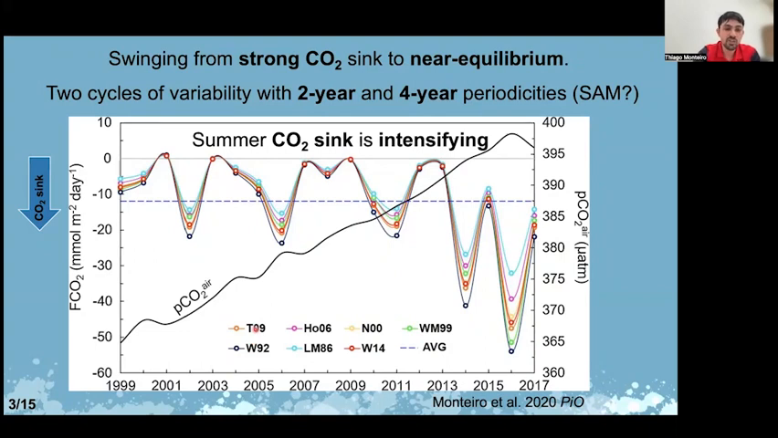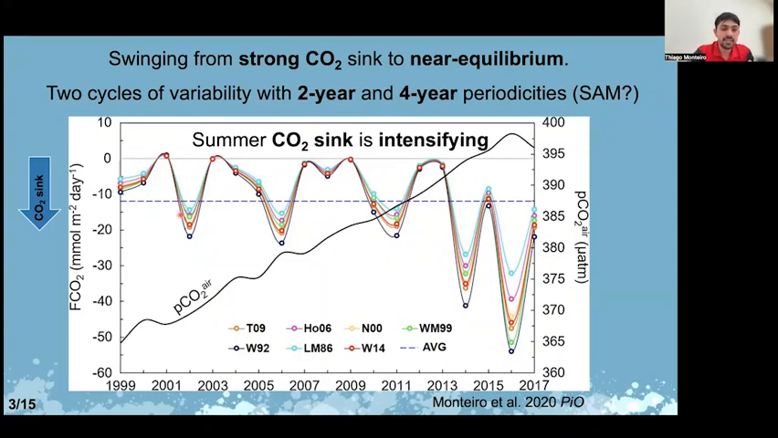And what we identified was that there is a huge interannual variability in the CO2 fluxes. There are many colors here, but I just want you to bring attention to the red line. That is the CO2 flux calculated by the Wanninkhof 2014 parameterization. That is what all of this discussion relies on.